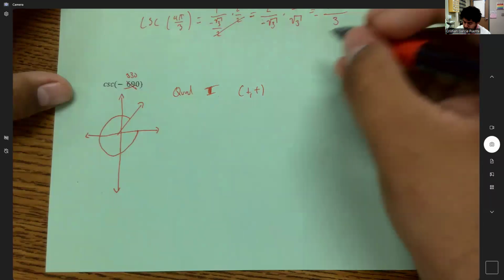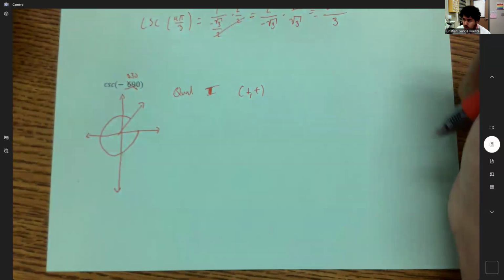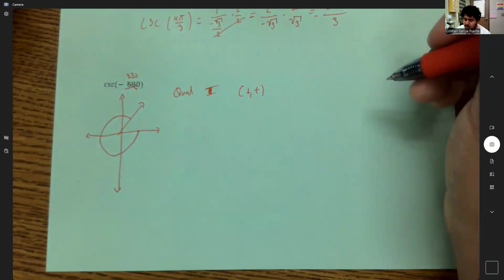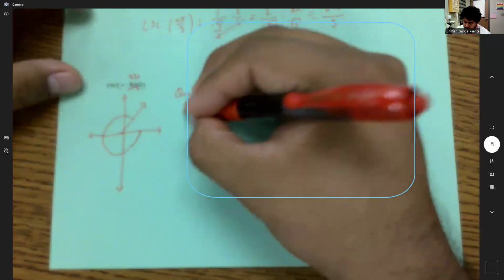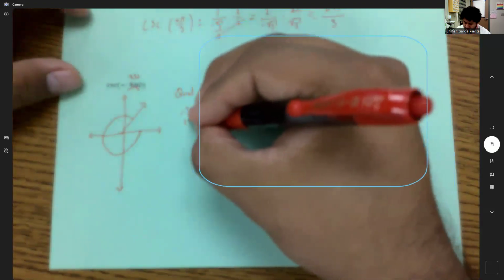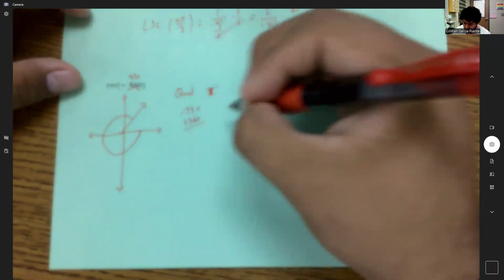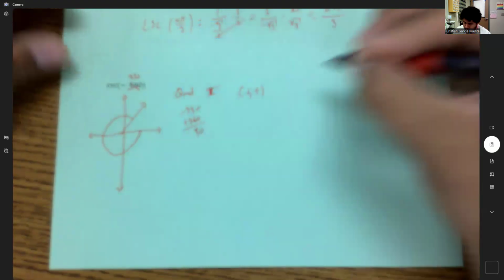Plus plus. Now, in quad 1, if you remember the shortcut to find your reference angle, if you don't, it's fine. You just got to know that in quad 1, we add 360. So negative 330 plus 360 is just 30 degrees.